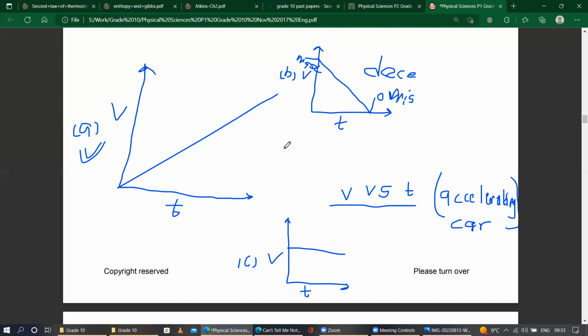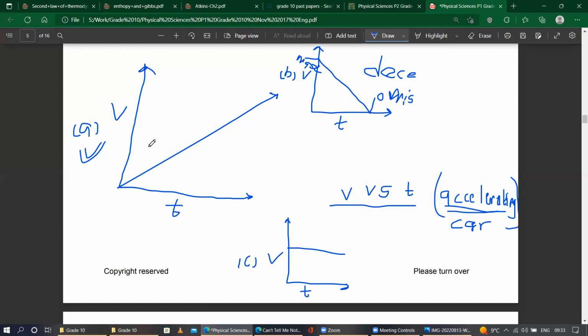You see? I see. Then for A, the max is up here. It keeps going up because the car is accelerating, so the velocity is going to change constantly with time. Do you understand that part?